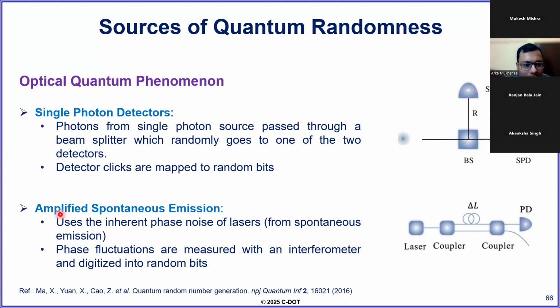The other option is amplified spontaneous emission. Lasers have some amplified spontaneous emission, which is basically noise. If we implement some interferometric setup and place a photodetector here, we will see some fluctuations in the detection current. That fluctuation is also a random phenomenon, so we can use it as a QRNG, because we can sample these photodetector current values using an analog to digital converter and get random values. So these are based on optical phenomena.